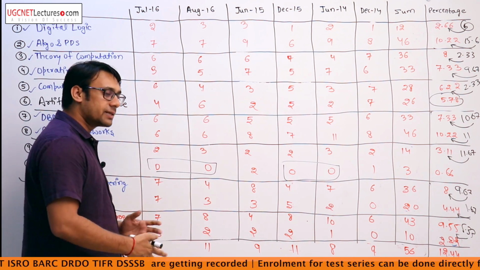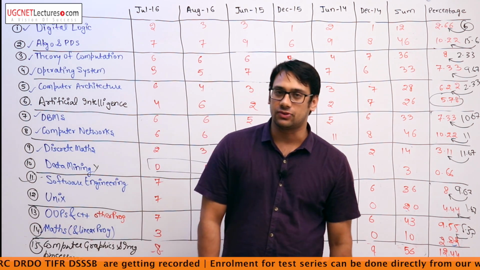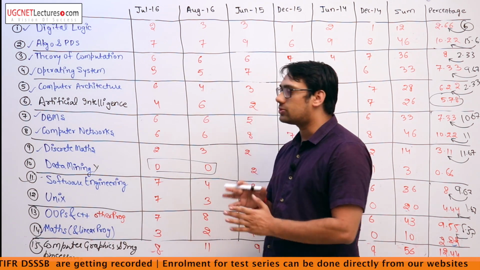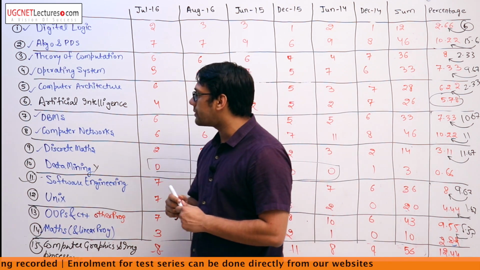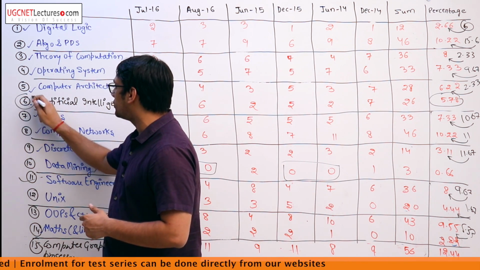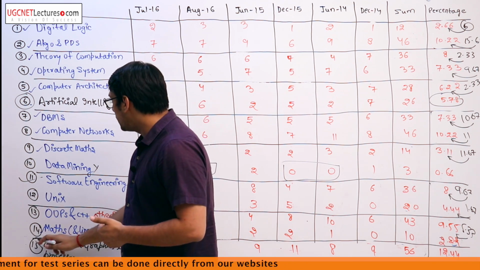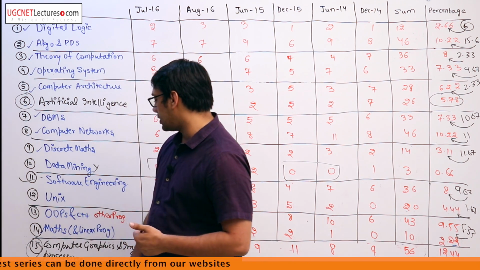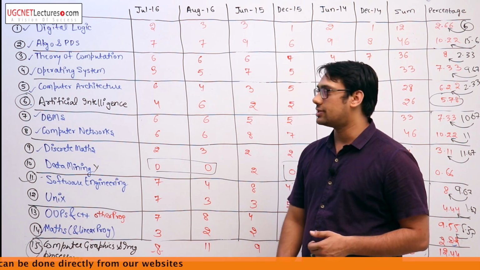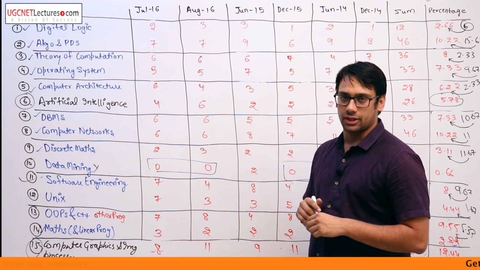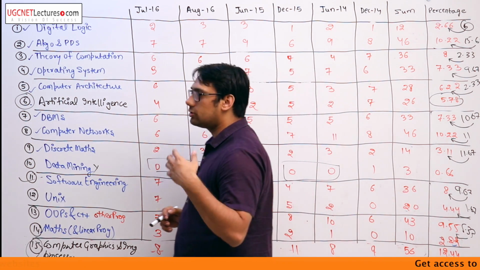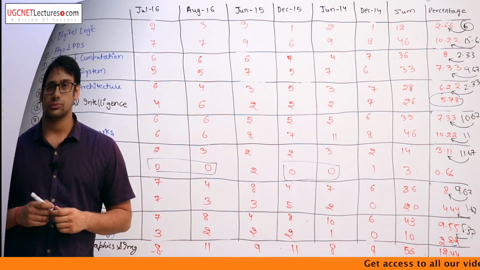Now let us take a combined analysis of paper 2 as well as paper 3, and try to see which subjects are most important that you can focus on. In paper 3, there are two subjects which are not in paper 2: artificial intelligence, and computer graphics and image processing. Otherwise, all the other subjects are in both paper 2 and paper 3. Let us look at these subjects in more detail now.